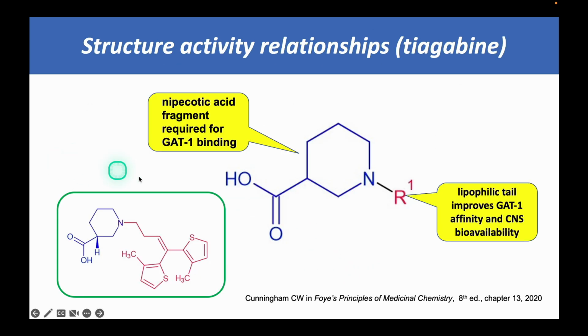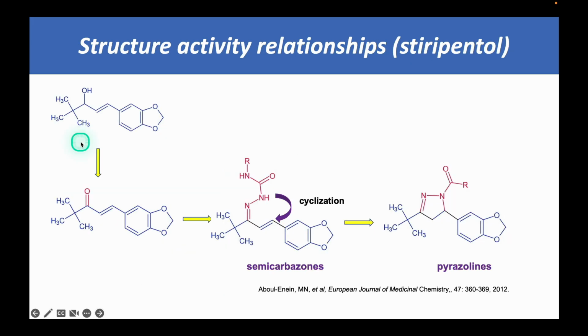Tiagabine requires the nipecotic acid fragment to bind to the GABA transporter, and the lipophilic fragment attached to the nitrogen to improve its affinity with the transporter and its bioavailability in the central nervous system. In Stiripentol, the hydroxyl group can be replaced by a keto group, and it has been found that the derived semicarbazones and pyrazolines are active.